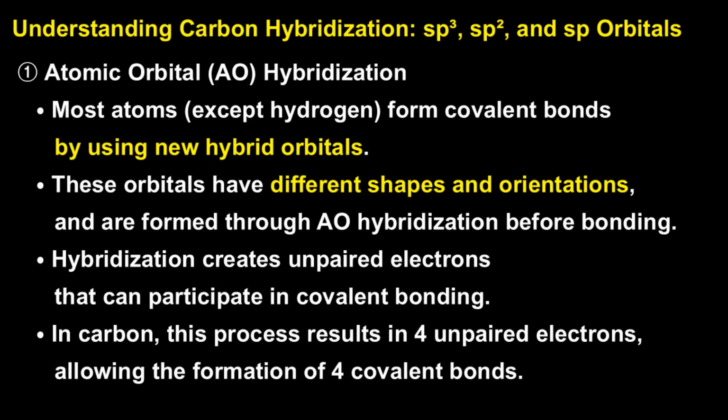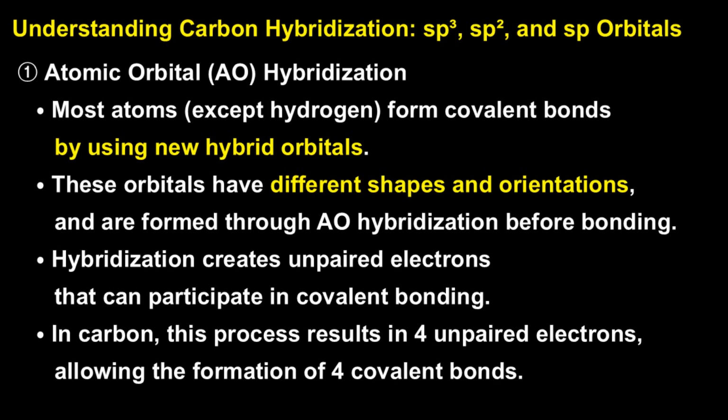Before atoms form covalent bonds, something interesting happens. Their atomic orbitals go through a process called hybridization. So what does that actually mean? Instead of using their original orbitals as is, the atom mixes them to create brand new orbitals called hybrid orbitals with different shapes and directions.